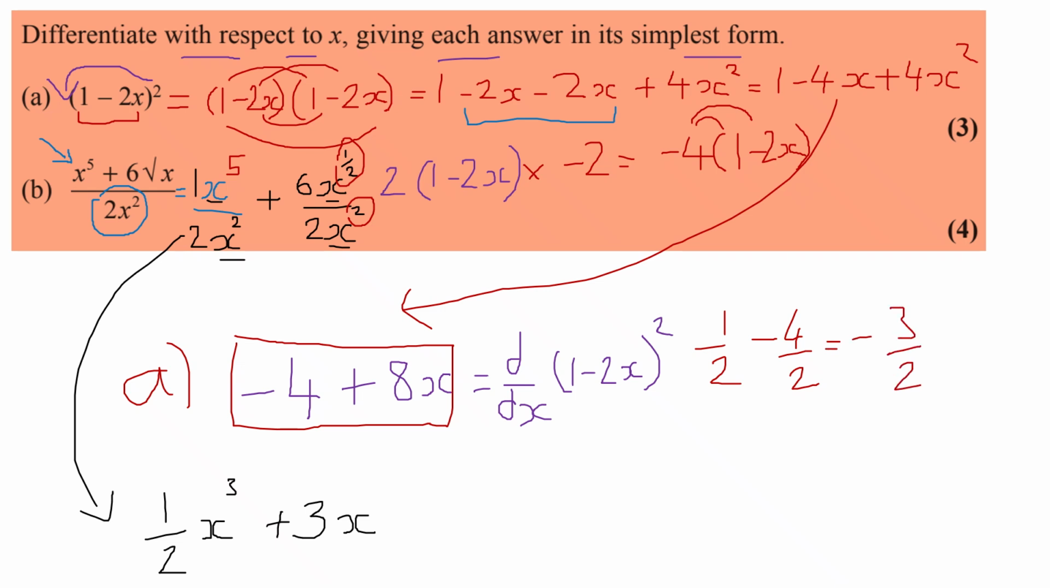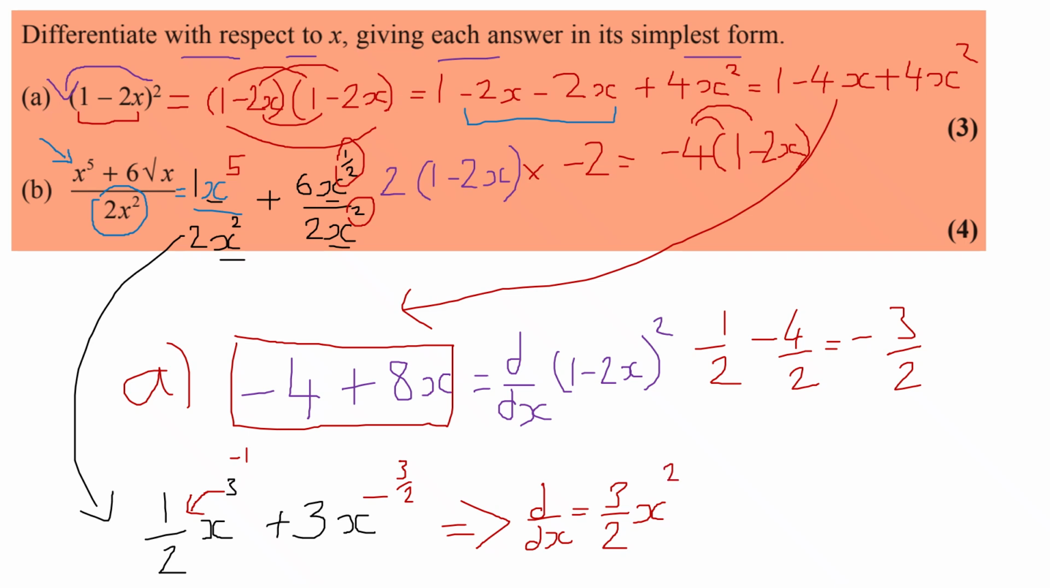Again, if you're unsure, check it on your calculator. I'm now going to differentiate this. So d by dx is going to give me, the power comes down to the front as a multiplier, and then I knock 1 off the power. So we're going to have a half times 3 makes 3 over 2, or 3 halves. We attach the x, and then we knock 1 off the power, it becomes 2.